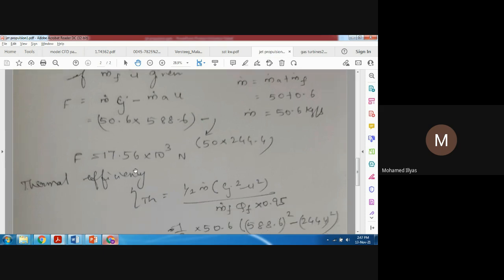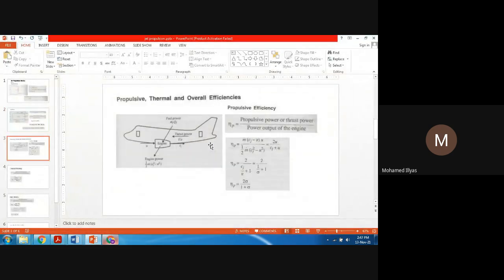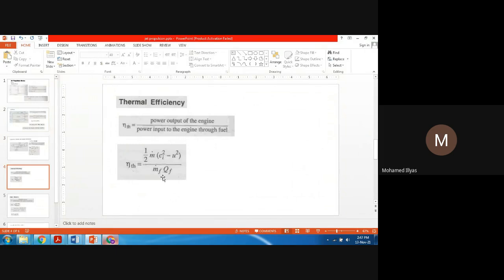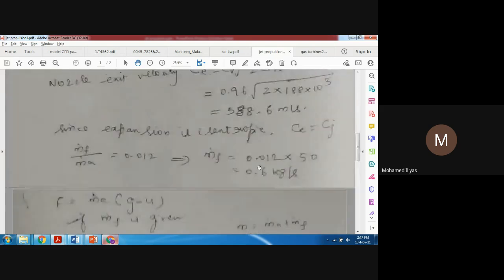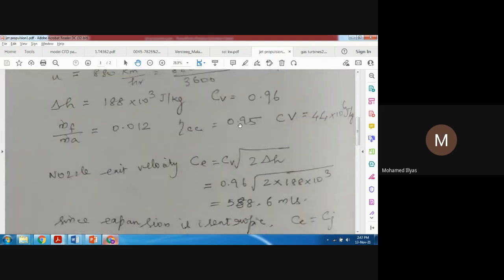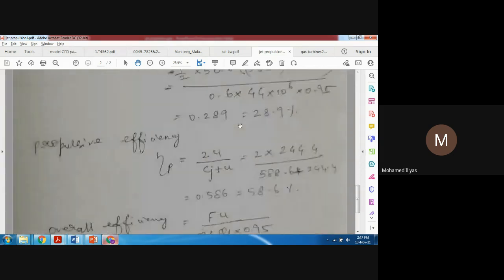Next, thermal efficiency. Thermal efficiency is output by input through the fuel. So output is the kinetic energy, m dot into Cj square minus U square. And in the relation here we use m dot f into Qf, which is nothing but our calorific value. Here they have given it as combustion efficiency. If no such word has come, what will we do? It means there is no loss during the combustion. But here some loss has occurred, so we'll just multiply by this combustion efficiency here.